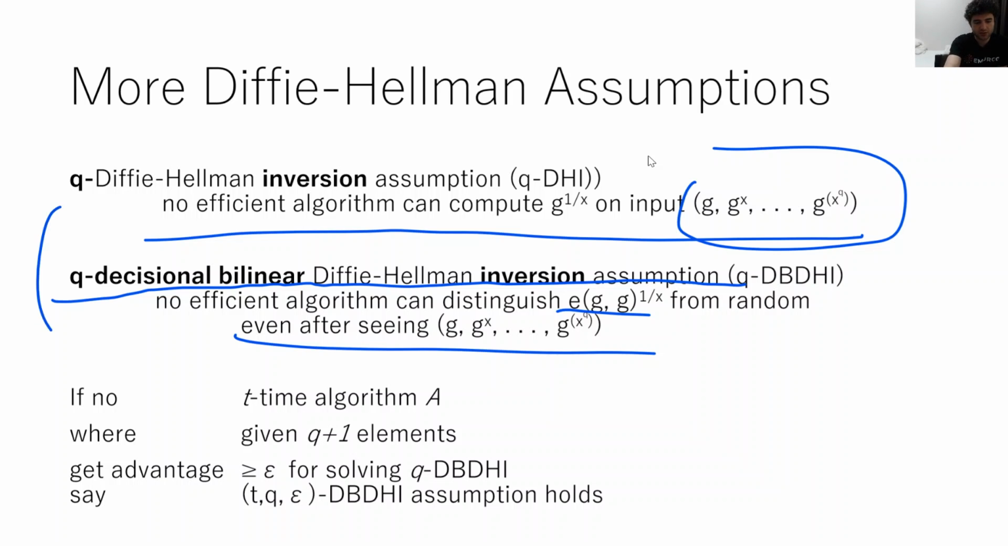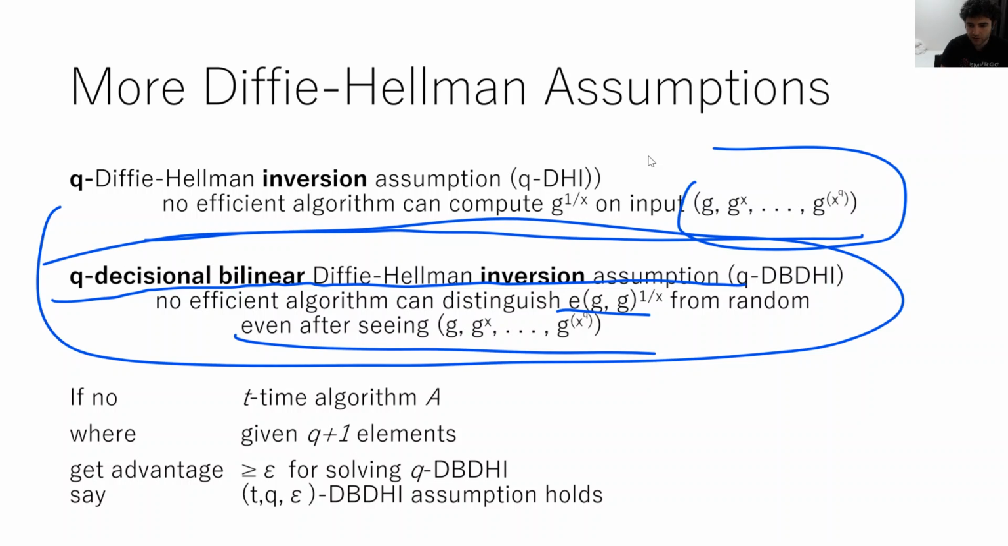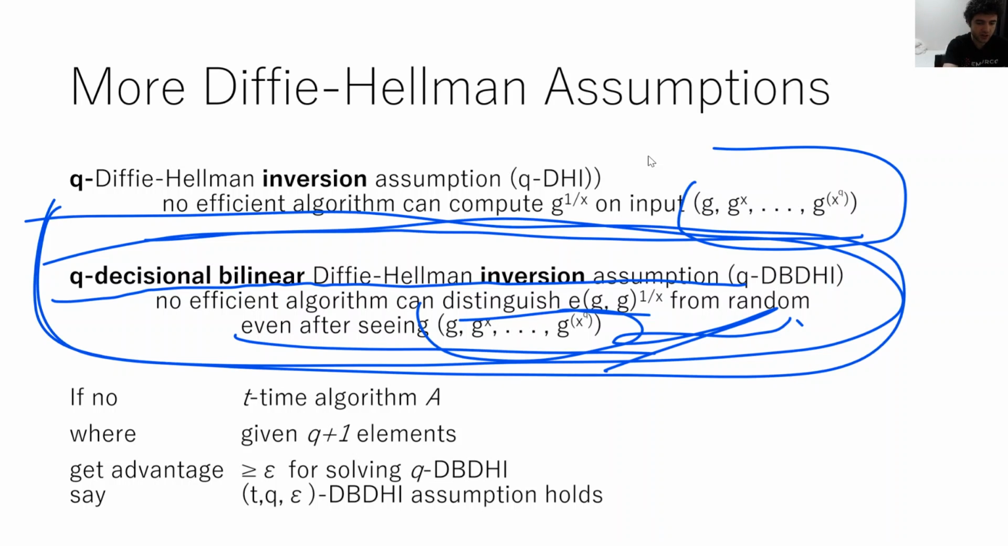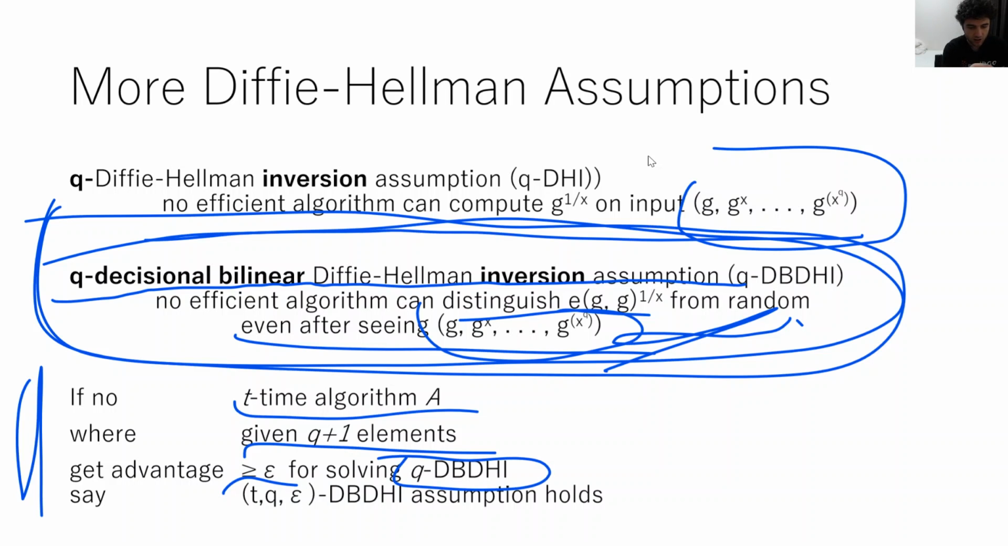And hopefully now you can see this is actually what we wanted for our VRFs. We wanted an algorithm where we cannot distinguish the output from random, even after seeing possible other results. And so we will end up using this assumption to build our VRFs. One additional notation, which is more of a computer science notation, is that if there's no t-time algorithm A, where given q plus 1 elements, you get advantage greater than epsilon for solving the q-DBDHI, then we say that the (q, t, epsilon)-DBDHI assumption holds.